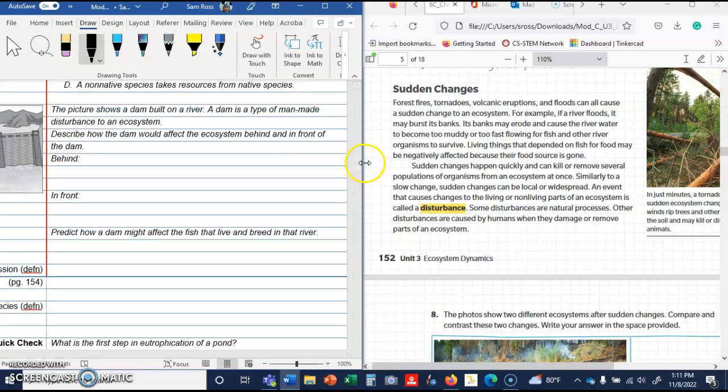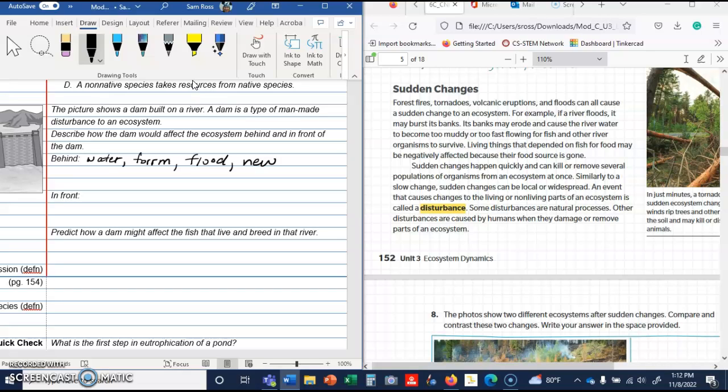Describe how the dam would affect the ecosystem behind and in front of the dam. So let me grab that. Okay, so I have behind here and in front of here. Behind, water will collect. And you should write what I say, not what I write. It's going to form a lake or a pond. It's going to flood the land. And it's going to make a new ecosystem. So hopefully you're writing more than just that.